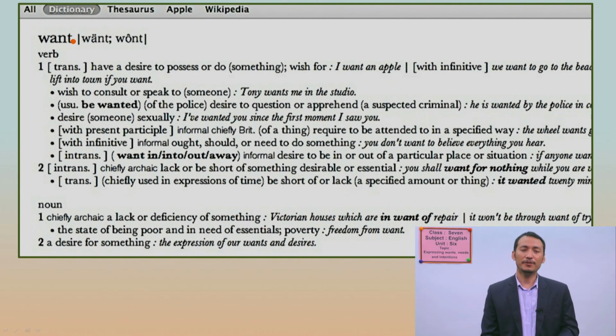For example, if you want to search the meaning of want, you can find the pronunciation here, want, and you can see the parts of speech here, verb, and it is a transitive type of verb, and the meaning is to have a desire to possess or do something, or wish. Want means to have a desire to possess or to wish for something. An example sentence is here, I want an apple.